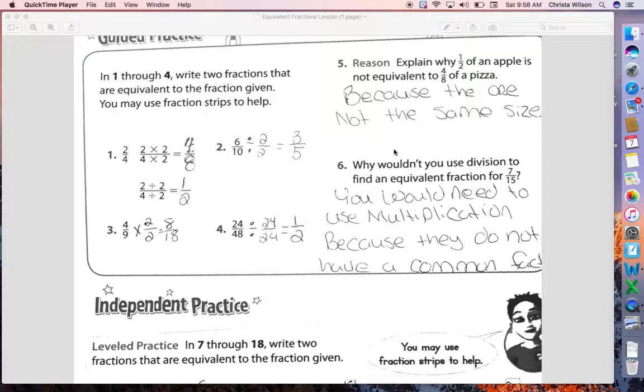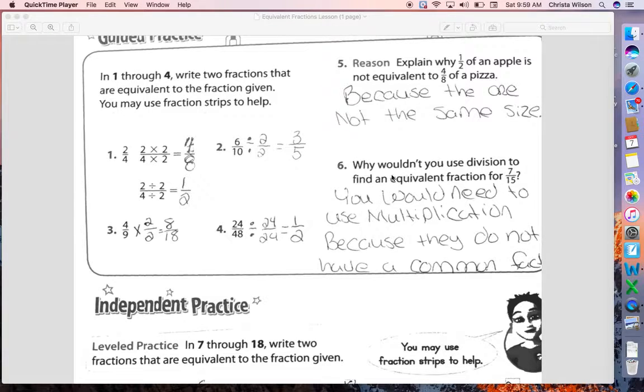Okay. Number 5. Explain why half of an apple is not equivalent to 4/8 of a pizza. Well, if you reduce this or created an equivalent fraction, it would actually be 1/2, right? But if you look at what you're trying to compare, is an apple bigger than a pizza, or the same size as a pizza? And the answer is no, because they're not the same size. So you have to keep that in mind when you're using fractions. What you're making a fraction out of has to be equivalent or the same size. A pizza is bigger than an apple, so if you have half of an apple and half of a pizza, which one would you rather have?